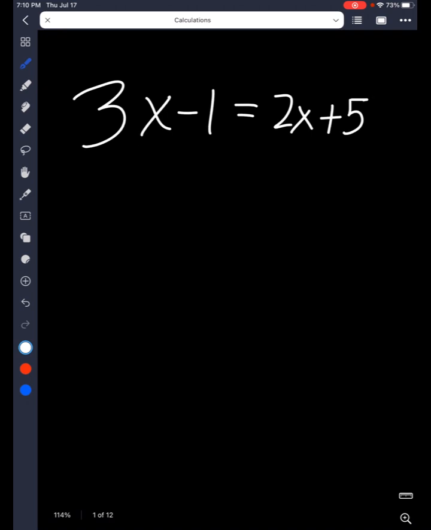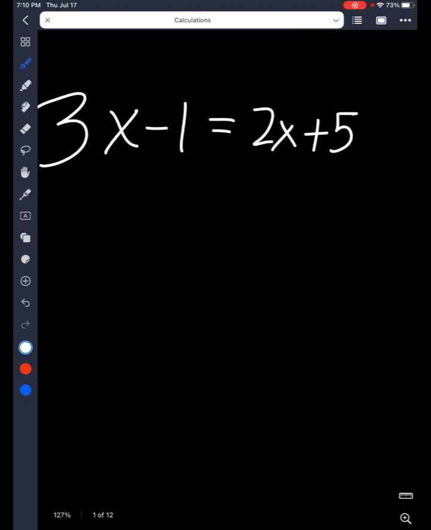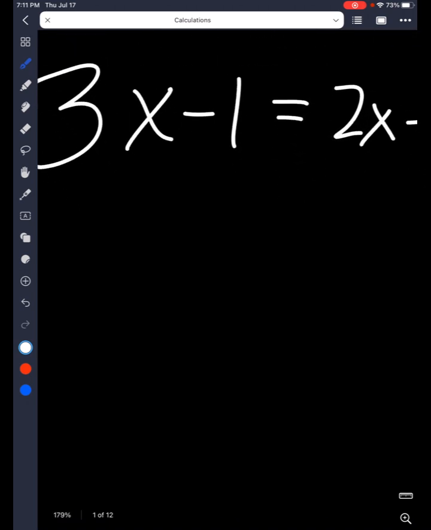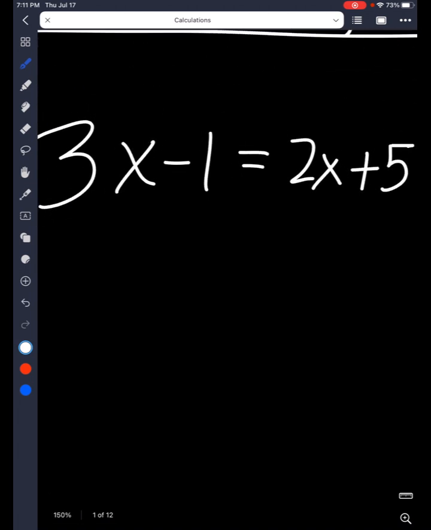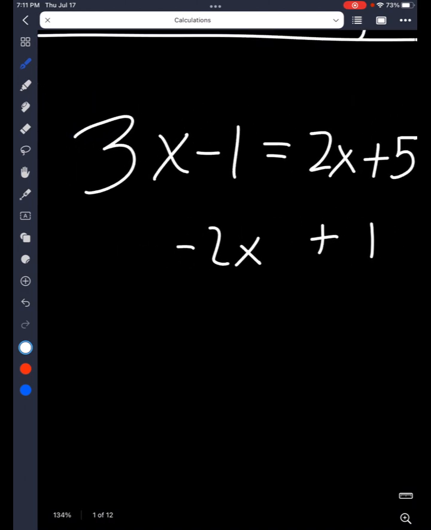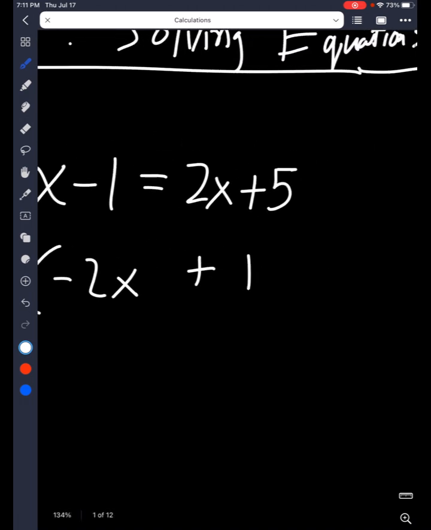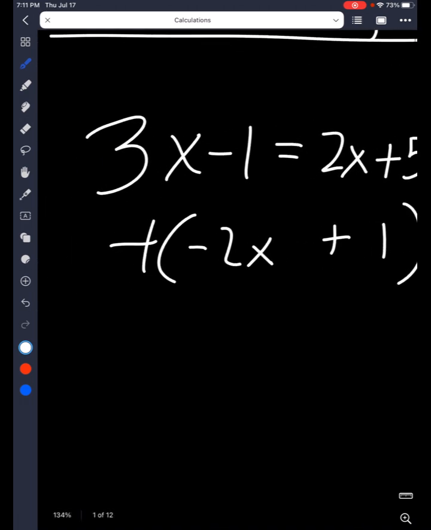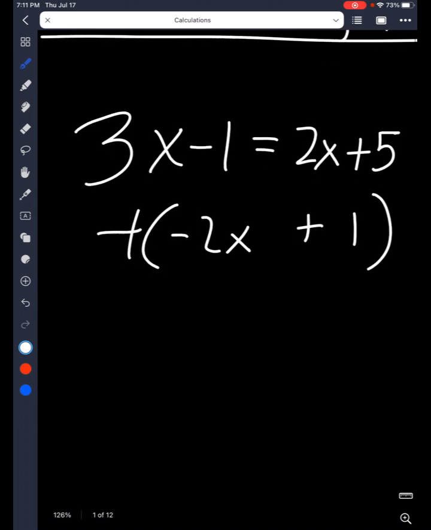Well, here's how I like to think about it. So, we can first subtract 2x, right? And then we can add 1 to both sides, right? So, all we're doing is technically adding this to both sides. And we can find x.